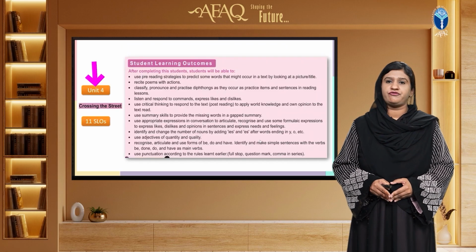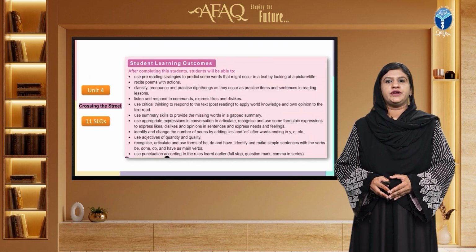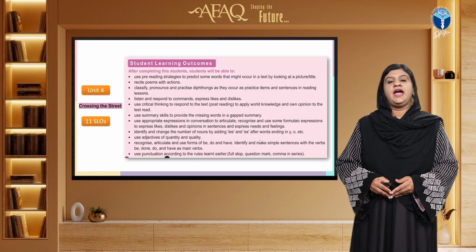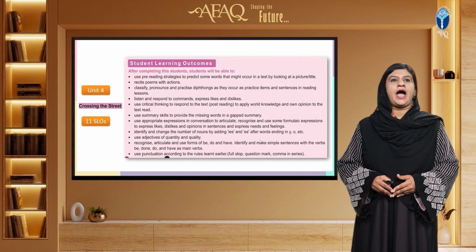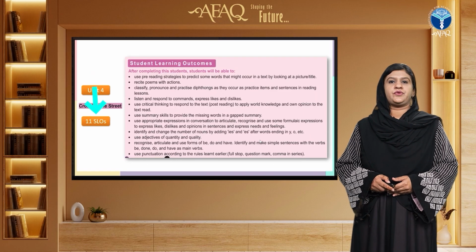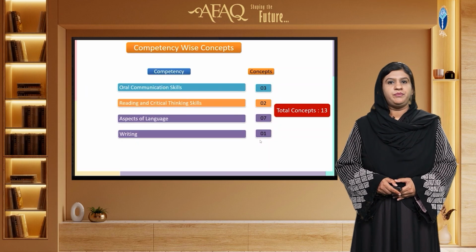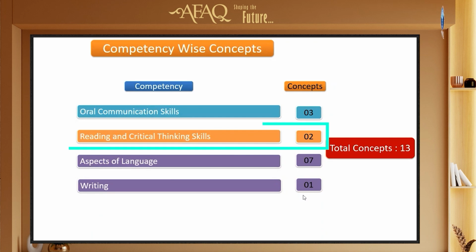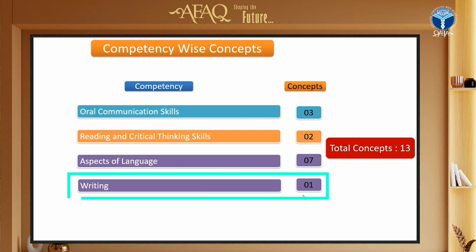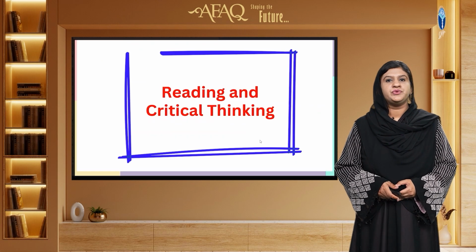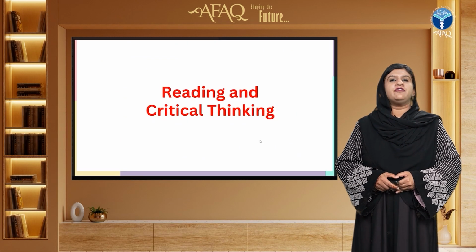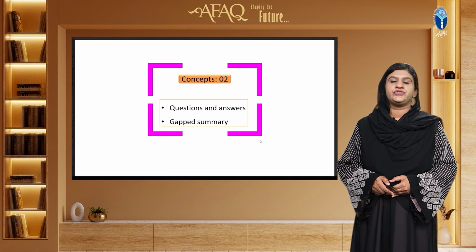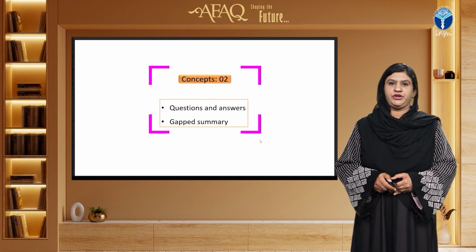Here we have Unit 4, and the name of Unit 4 is Crossing the Street. And with this unit, we are going to look at 11 different SLOs. The concept breakup includes oral communication skills, 3 concepts, reading and critical thinking skills, 2 concepts, aspects of language, 7 concepts, and writing, 1 concept. Here, with reading and critical thinking skills, we are going to look at some question and answers and gapped summary.